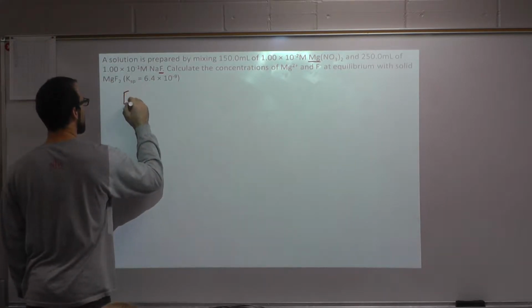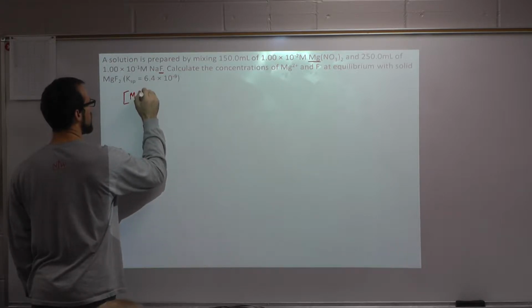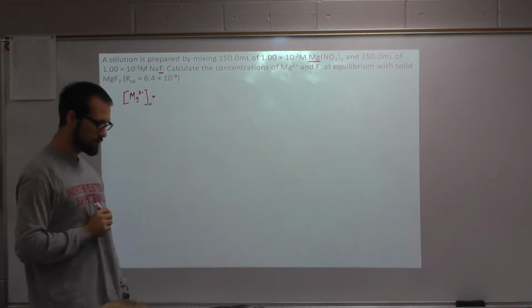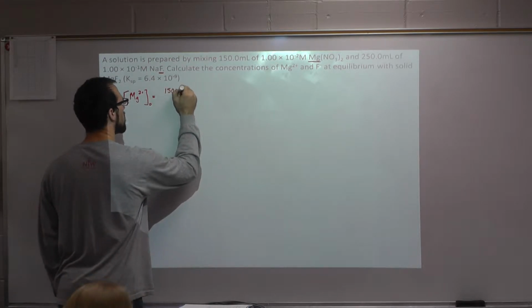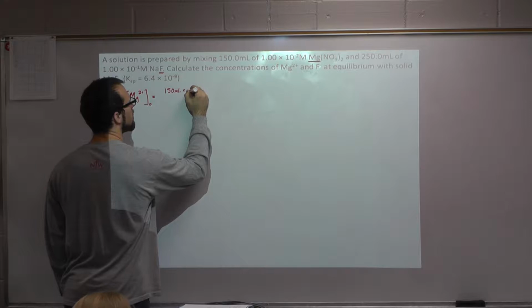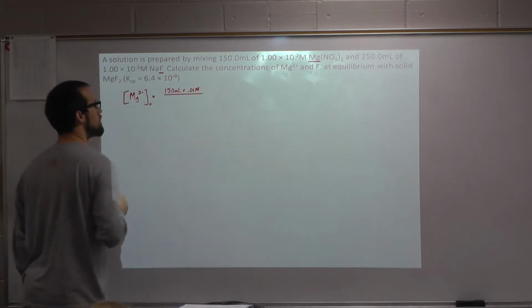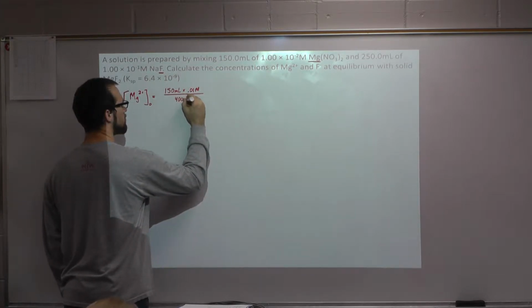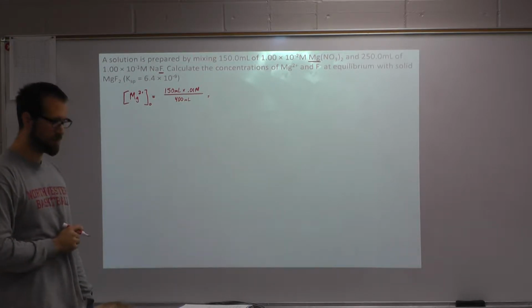So we can find the initial concentrations of it. Start with our Mg. How would we go about doing that? 150 times 0.01, that divided by 400. 150 and 250? Yep. Why don't you guys do that for the 4 and 2?